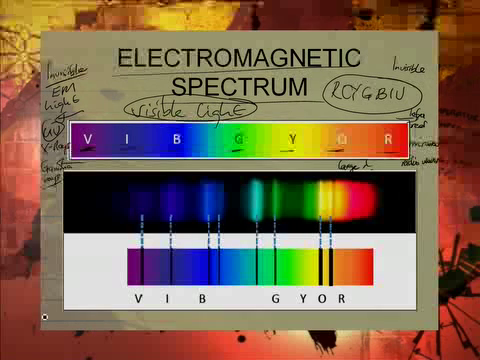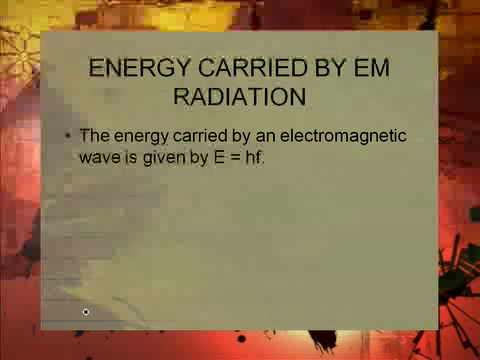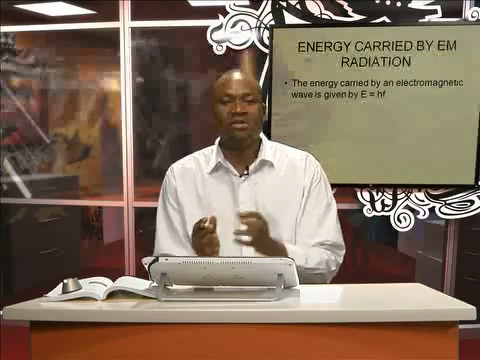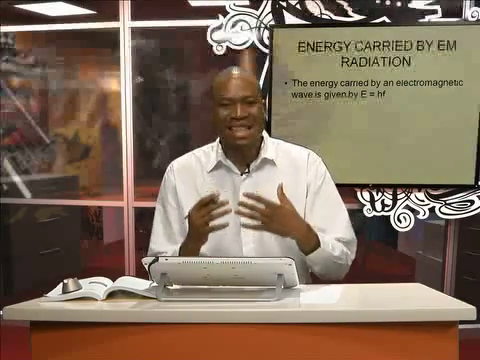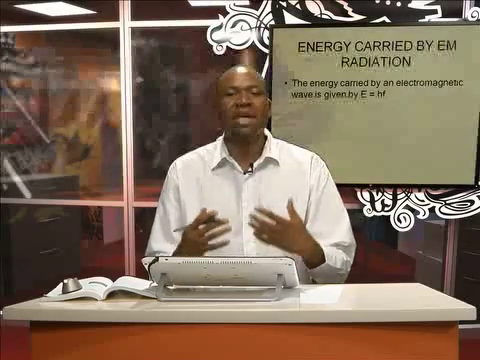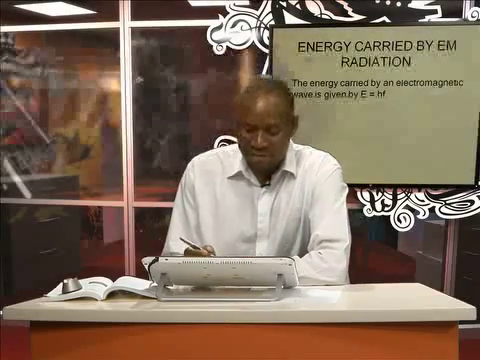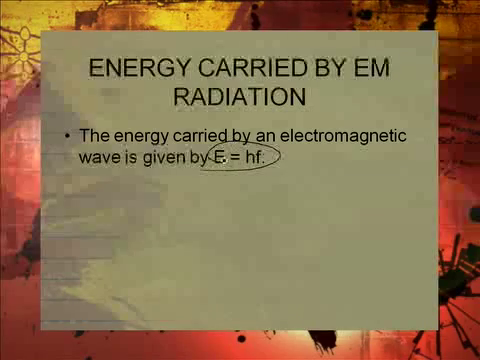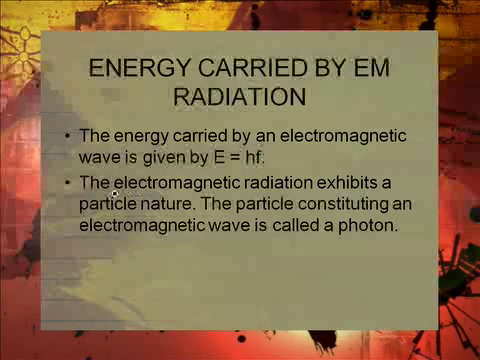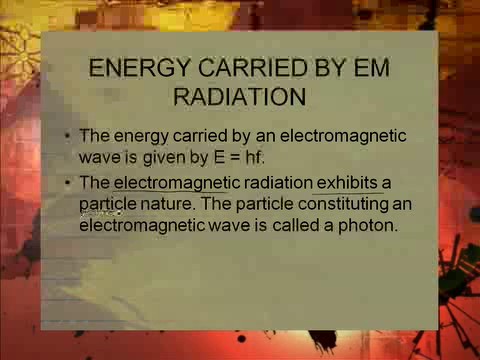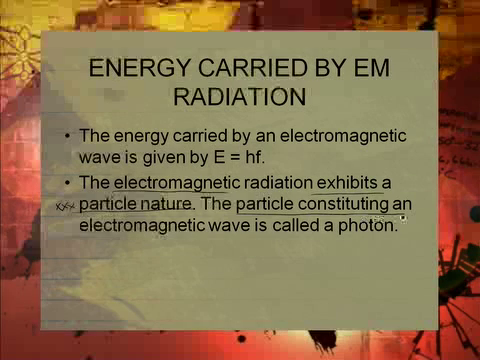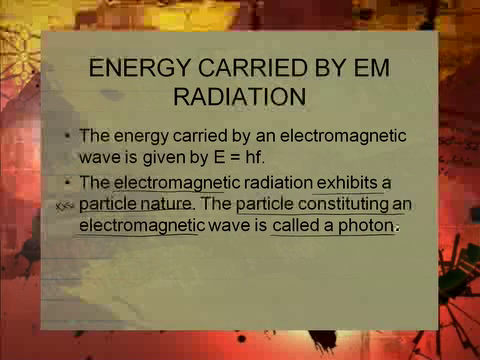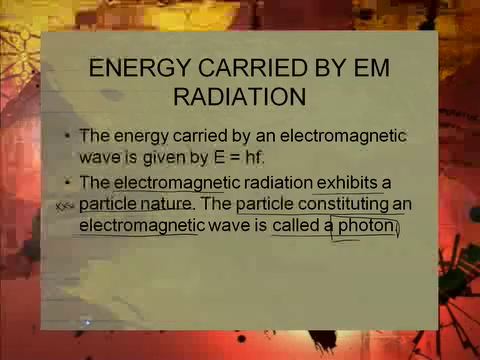Now, as we're looking at this electromagnetic radiation, we say it carries energy. That energy we said we can find by making use of the energy equation, E equals hf. That is the equation. Now, electromagnetic radiation also exhibits a particle nature. The particle constituting an electromagnetic wave is called a photon.